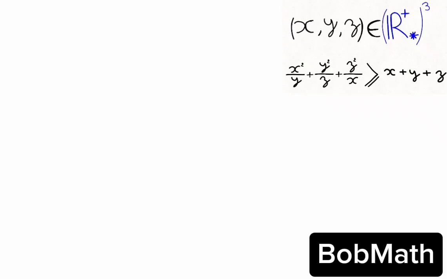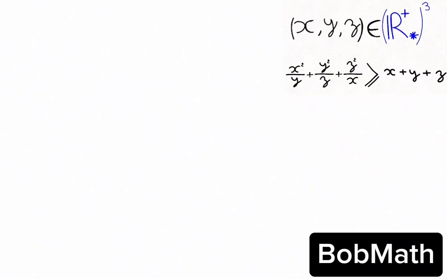Well, our exercise is as follows. We have x, y, and z as definitely positive real numbers. So show that x squared divided by y plus y squared divided by z plus z squared divided by x is greater than or equal to x plus y plus z.